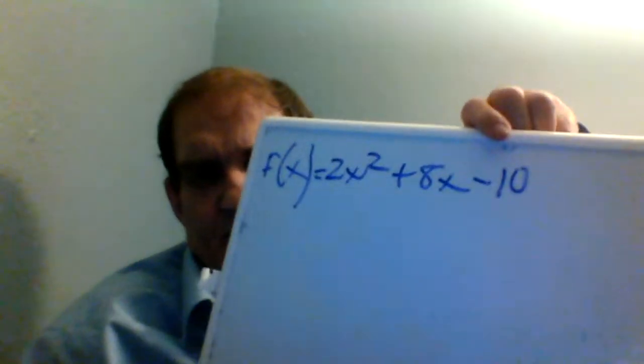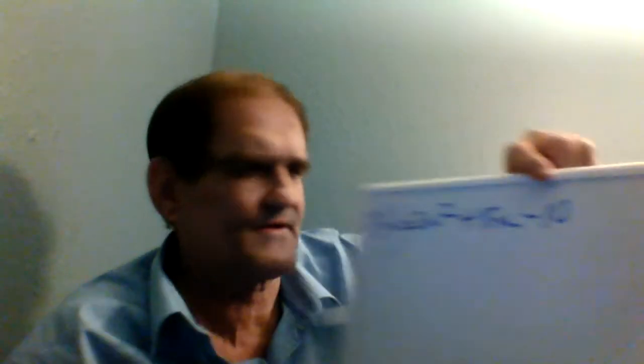Now, when you're doing that, we're going to change that a little bit. I'm going to move this up so we can work with this a little bit. We want to now graph this. You have 2x squared plus 8x minus 10. That will be the f of x of that equals that. So f of x is equal to 2x squared plus 8x minus 10.